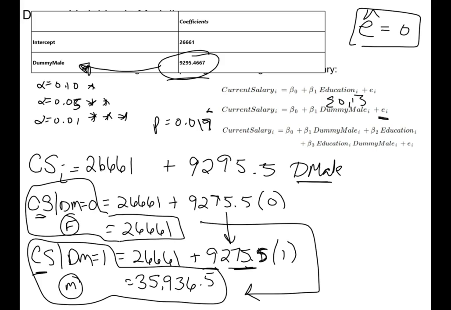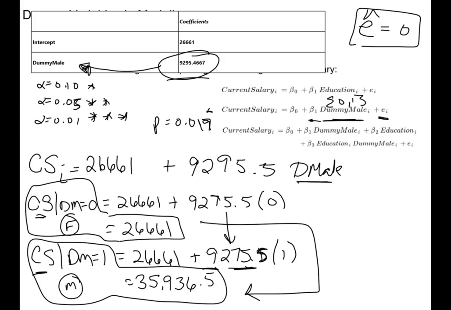So for this group, it seems like there is a gender wage gap. We can use a dummy variable on males to identify in the data what the average difference in wages is between the two genders in the data set. Yeah? That's why dummy variables are so nice.